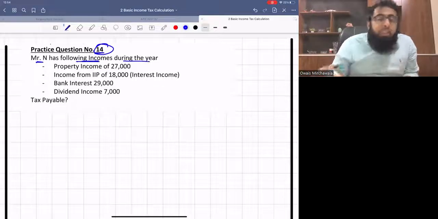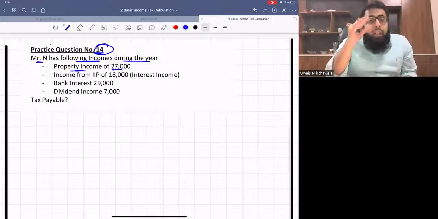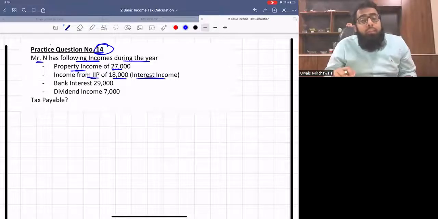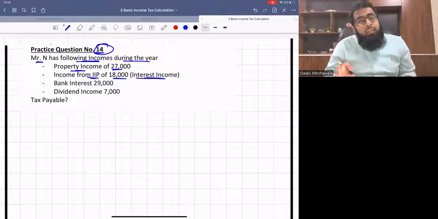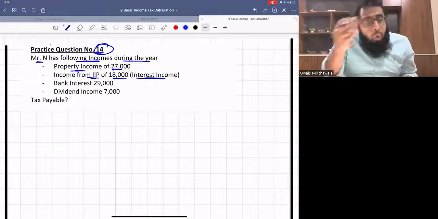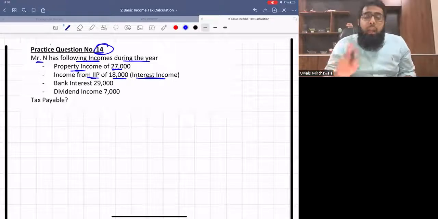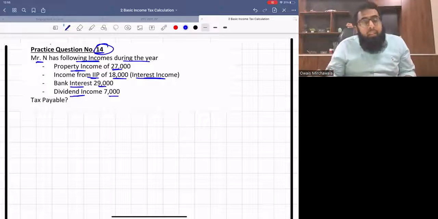Mr. N has following incomes during the year. Property income is 27,000. Income from IIP is 18,000. The source is interest income. We know that if IIP earns from non-saving or saving sources, we classify it as a non-saving income. And withholding is 20%. Bank interest is 29,000, dividend is 7,000.